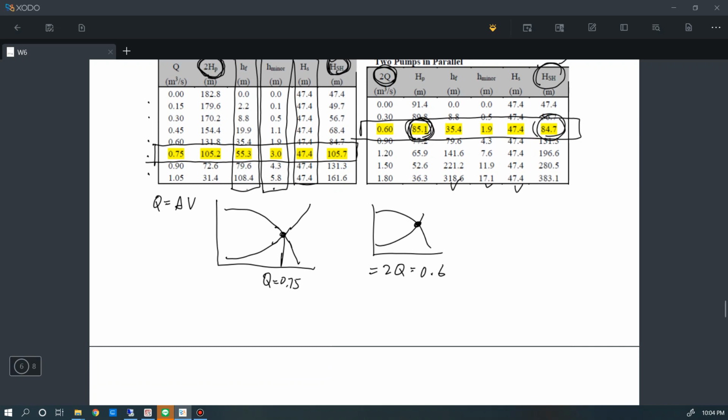So we say this is Q in parallel, this is Q in series, and the unit is cubic meter per second. Then we solve the problem.